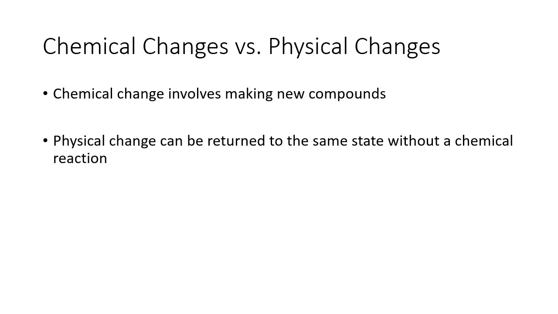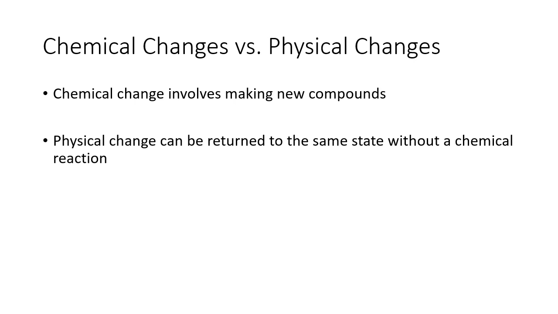All right, so chemical change involves making new compounds, and a physical change can be returned to the same state without a chemical reaction. So let's think through some examples that we may remember from before. Chemical change is something like cooking toast. You change the bread irrevocably. It's a new compound when you toast it. Physical change would be like melting dry ice, or subliming dry ice, actually.